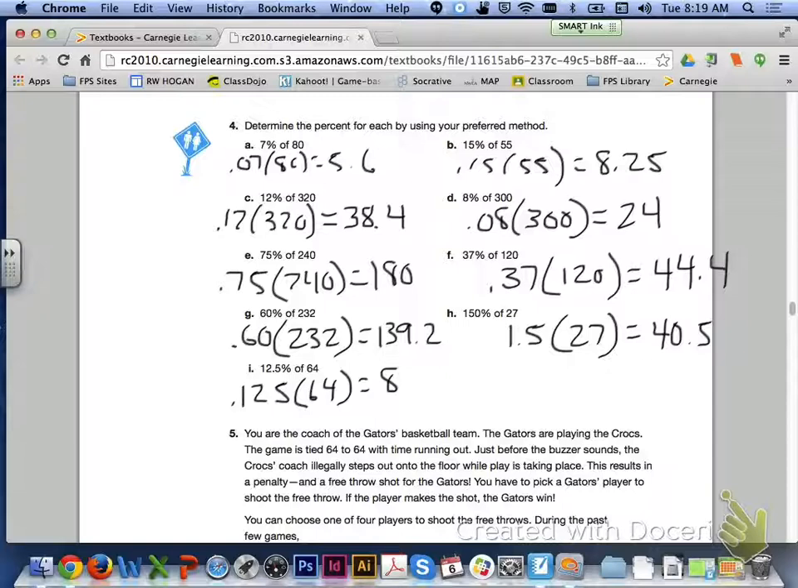Letter B, I do the same thing, 15%, 0.15 as a decimal, multiply that by 55 to get 8 and 25 hundredths for my answer. C through I is carried out the same way. I'll just read over the answers. C is 38 and 4/10, D 24, E 180, F 44 and 4/10, G 139 and 2/10, H 40 and 5/10, and I is 8.